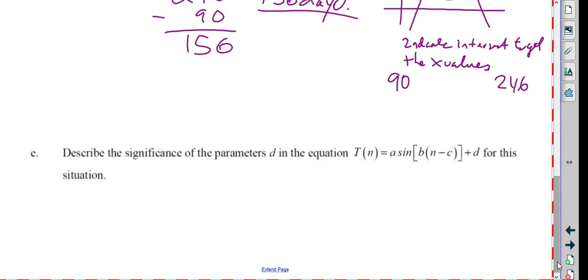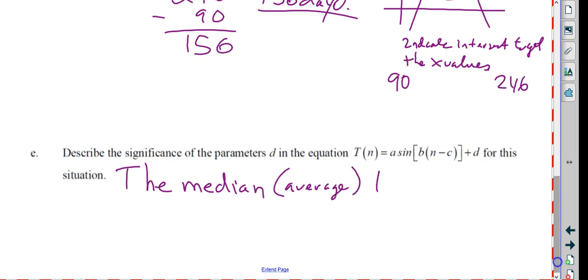What's d? Well, we already sort of talked about this, but what's d? The median, kind of average, time of sunrise in calc.